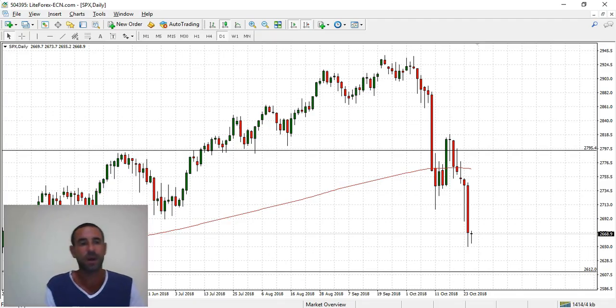Alright guys, so you're looking at the daily chart. This is the S&P 500, right? Real time. I chose this asset as a case study because it's close to my heart. I actually have a bearish position in place with the S&P 500.